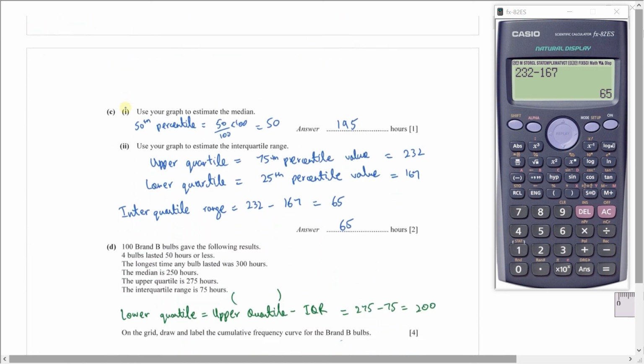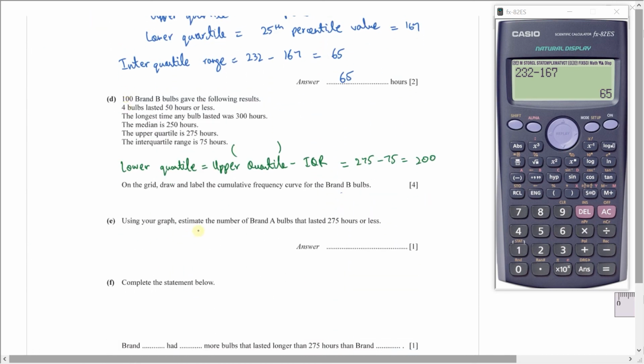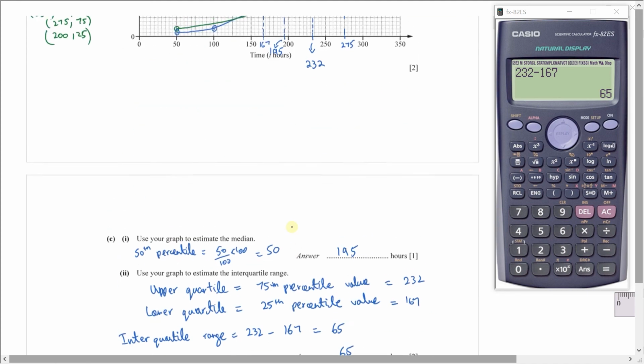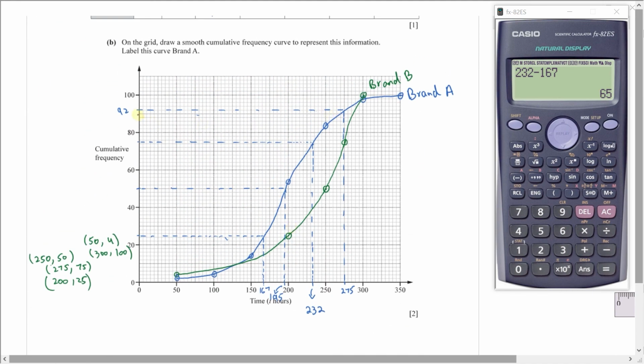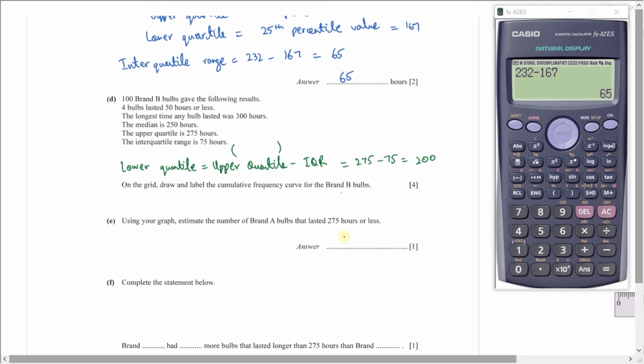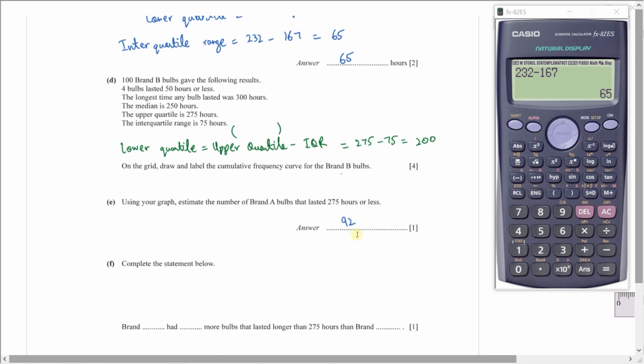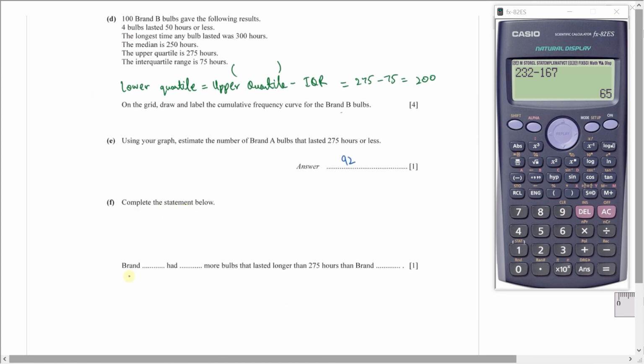So the number of brand A bulbs that lasted 275 hours or less is 92. So you looked at the cumulative frequency value when the number of hours was 275. So that gave you the number of bulbs that last 275 hours or less. So your answer here will be 92. Complete the statement below. Brand dash had dash more bulbs that lasted longer than 275 hours than brand dash.